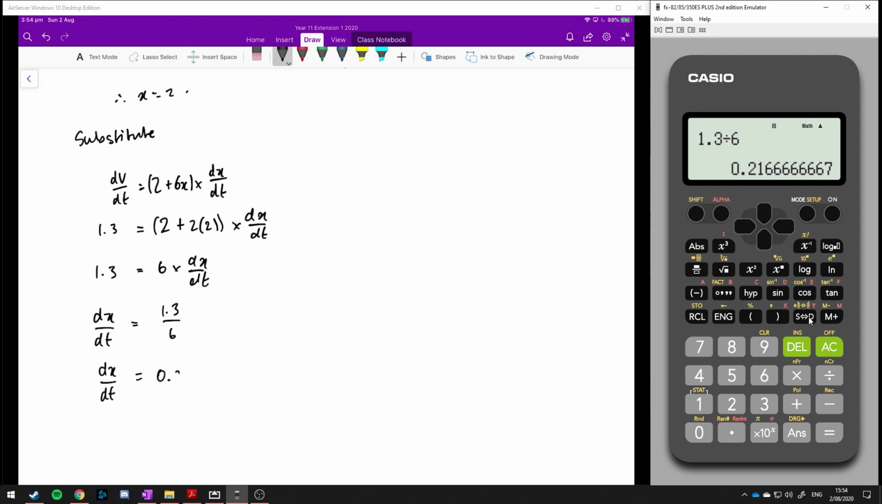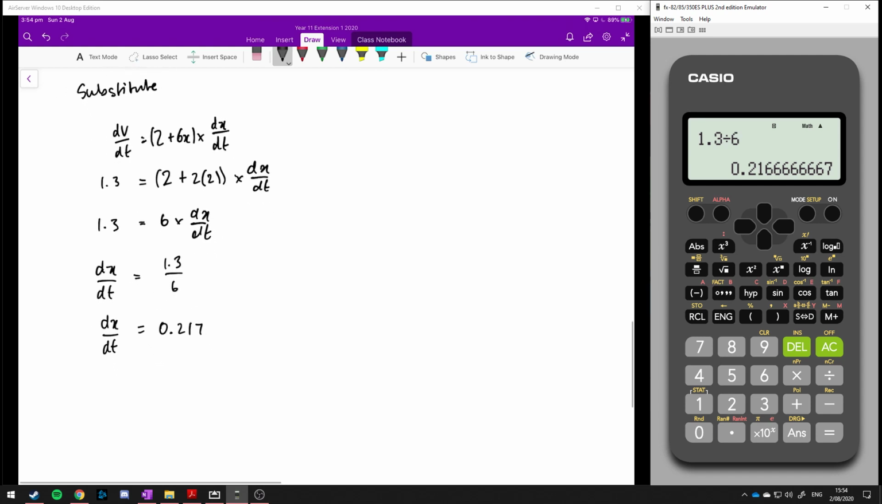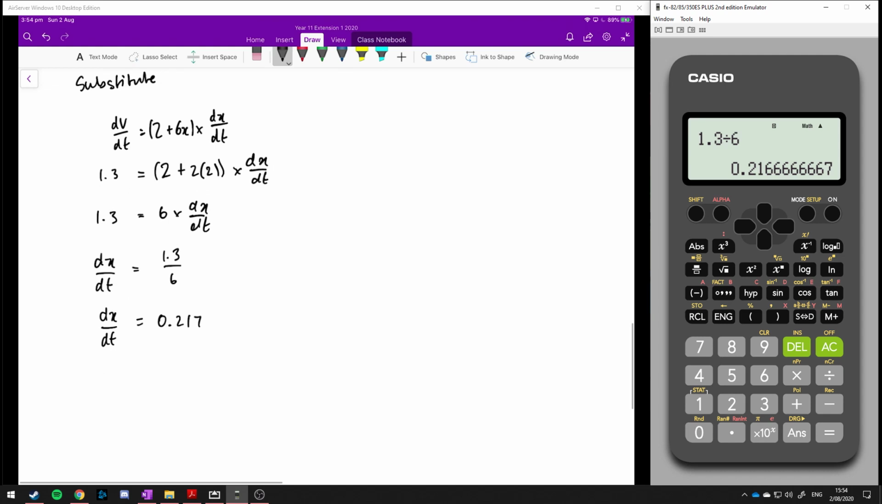It's going to be 0.217, let's say, to 3 decimal places. And that's going to give us our rate that the depth is changing again. So the dx dt, in this case, is in meters per hour. Okay, and that's the change in that x height of a pool.